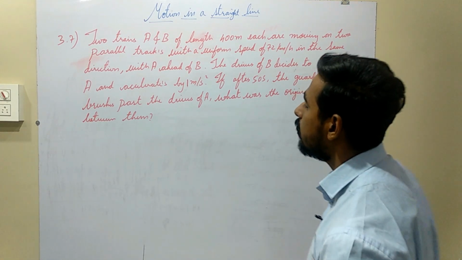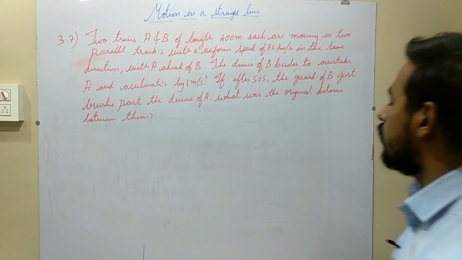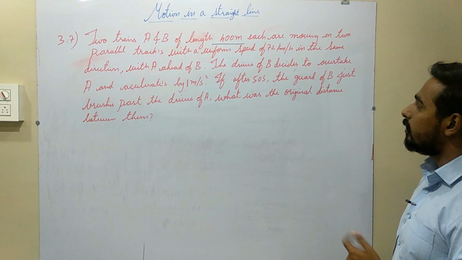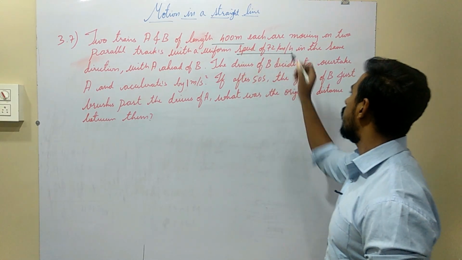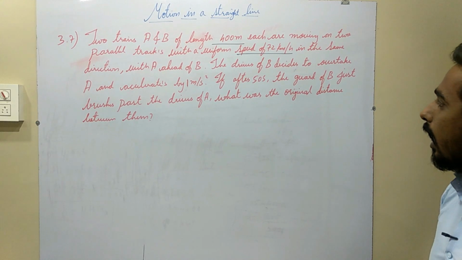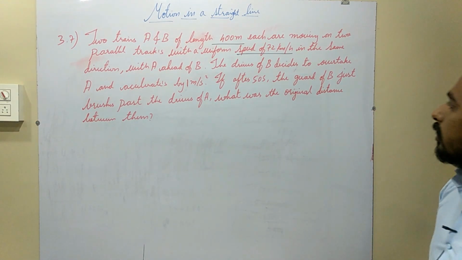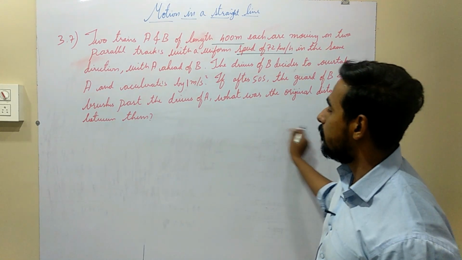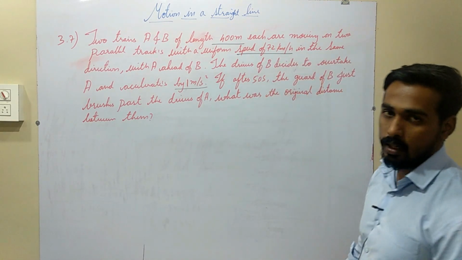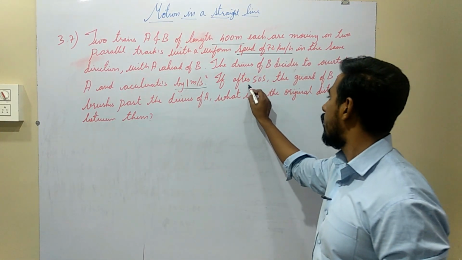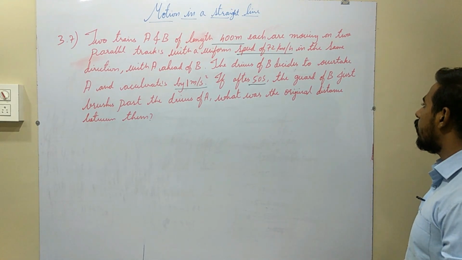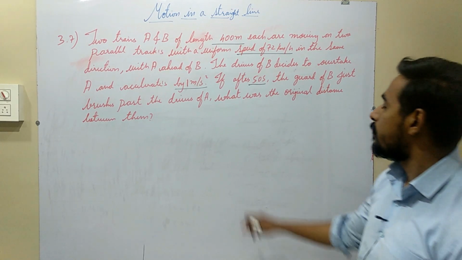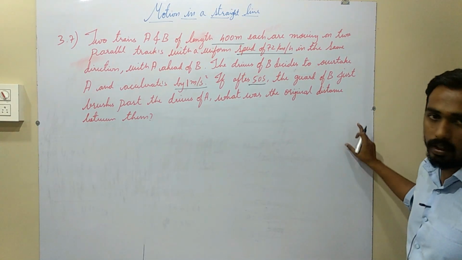Okay, the next question is: two trains A and B of length 400 meter each are moving on two parallel tracks with a uniform speed of 72 km per hour in the same direction with A ahead of B. The driver of B decides to overtake A and accelerates by 1 meter per second square. If after 50 seconds the guard of B just brushes past the driver of A, what was the original distance between them?